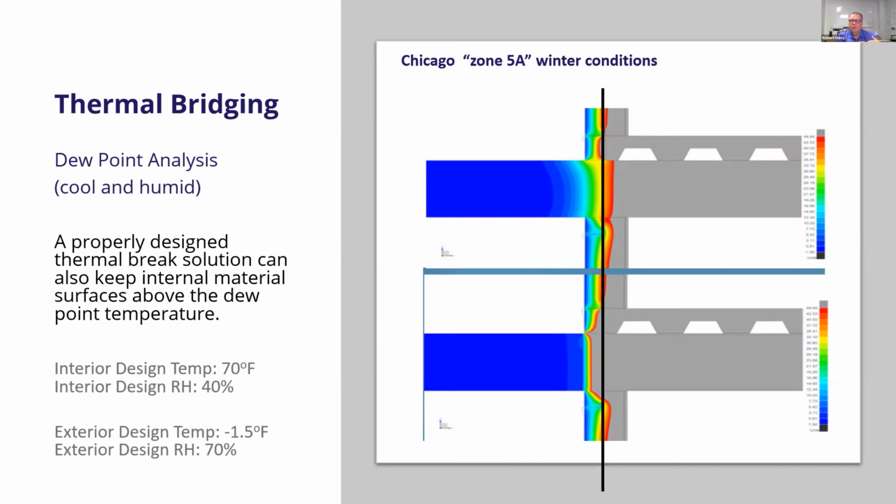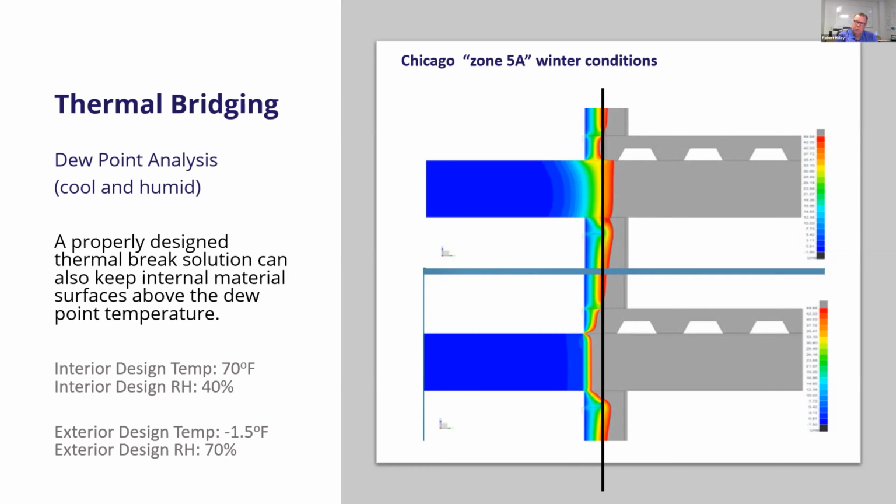I've assigned winter conditions in zone 5A, which is Chicago. And in the top image, you can see I've removed all the temperatures that are above the dew point from this model, okay? The black line here represents the exterior sheathing or the dense glass. And what we see is we might have a potential risk for condensation here in this particular building because we have temperatures that are below the dew point that are behind our exterior sheathing, okay?